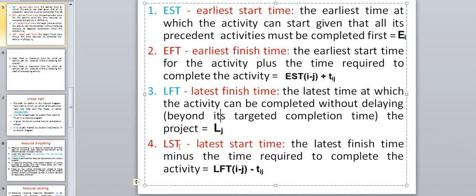It is easily explained in the problems. So we will see the problems, how to solve them. This will be explained in the problems. So these four concepts, EST and LFT, that is earliest start time and latest finish time, are very important. So we'll see what the problem says.